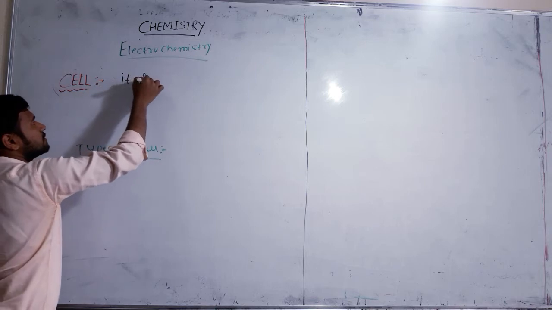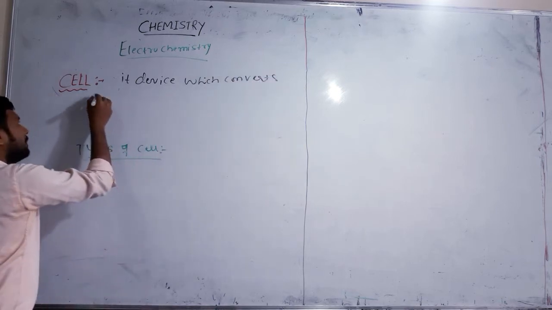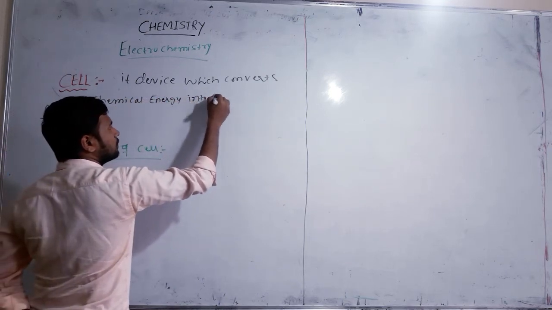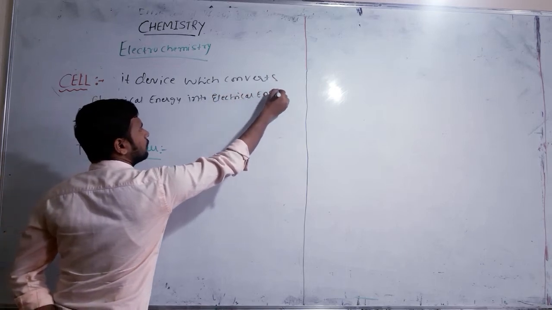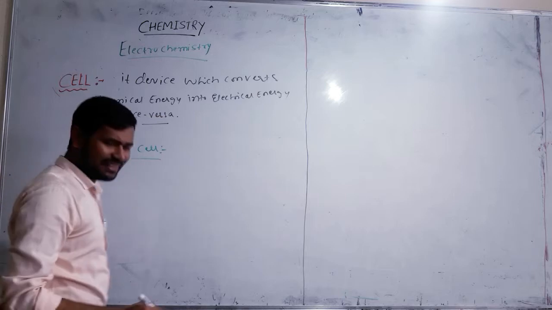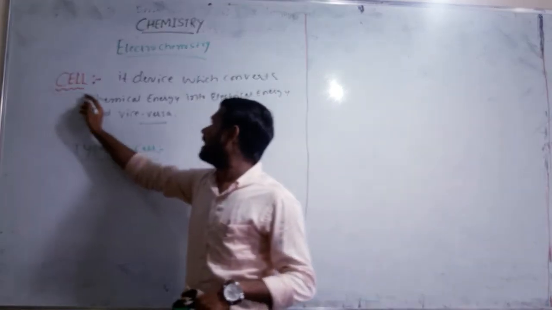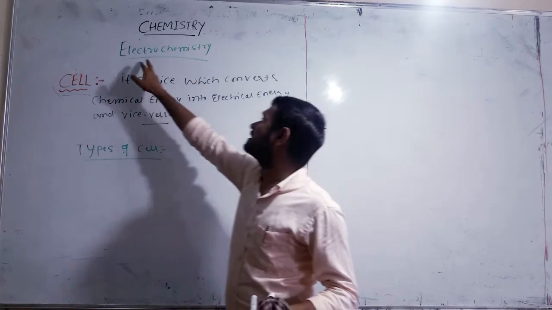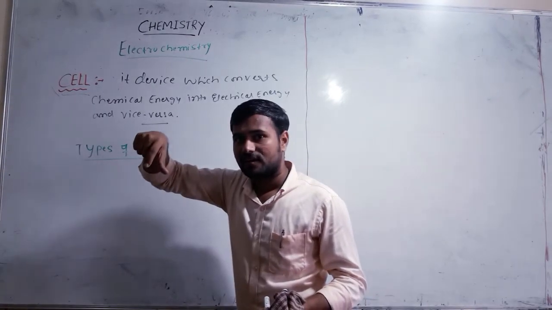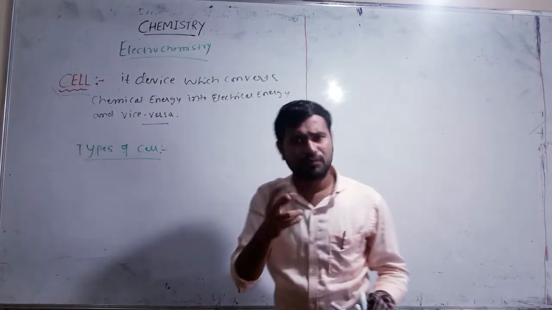a device which converts chemical energy into electrical energy and vice versa. In the sense, again the chemical energy is converted into electrical energy. Whenever I am talking about the cell, it is one of the very important concepts in electrochemistry. Its name also indicates electrochemistry, where electrical work is converted into chemical energy, and chemical energy into electrical energy. Now, both of these conversions we can see in the cells.